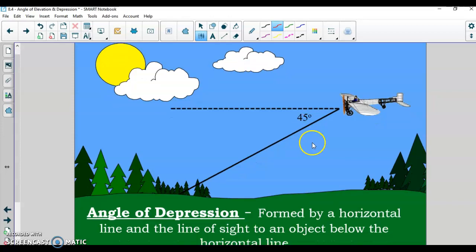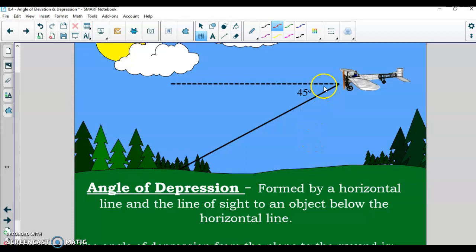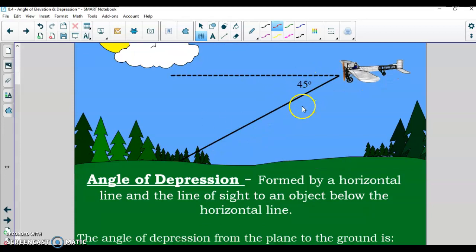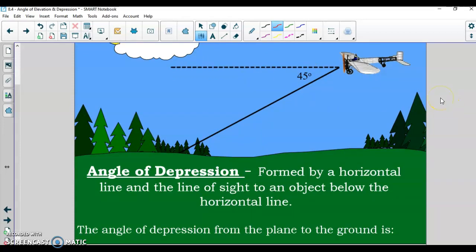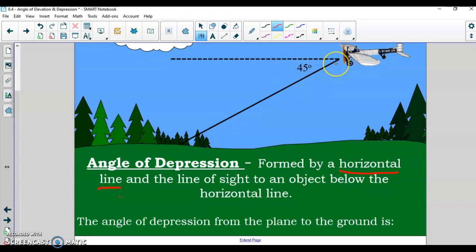Here's an example of a person in an airplane, and the angle of depression from this person looking down at something, looks like in this forest, is 45 degrees. Again, the important thing about this definition is that it starts at a horizontal line. This is the part that students make mistakes with every year. It has to go from a horizontal line and measure down from there, and that is known as an angle of depression. So in this diagram, the angle of depression is 45 degrees.